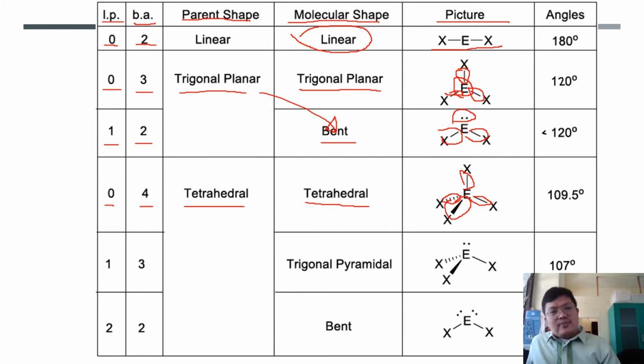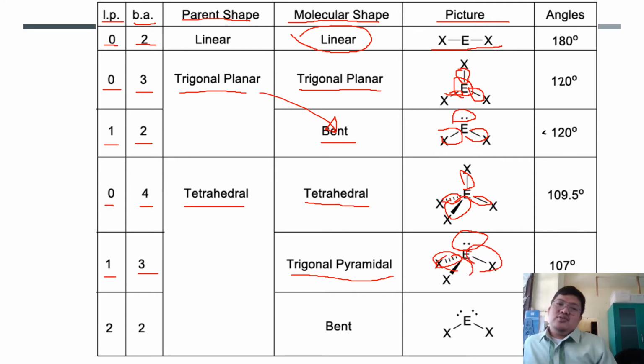Ito naman yung another one. Paano naman, sir, kung merong isang lone pair tapos tatlong bonded pair? So, tetrahedral pa rin yung parent shape niya. Pero yung molecular shape niya would be trigonal pyramidal. O, parang pyramid. Ayan yung lone pair nasa taas. Ito naman yung tatlong bonded pairs. As you can see, it's bonded in X.